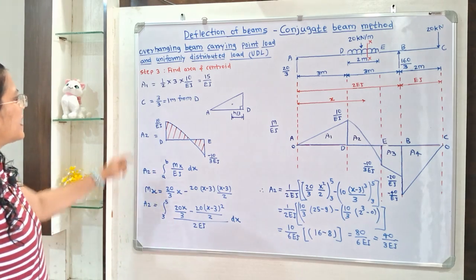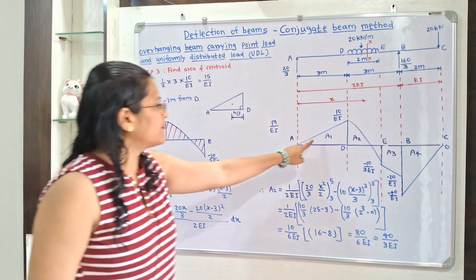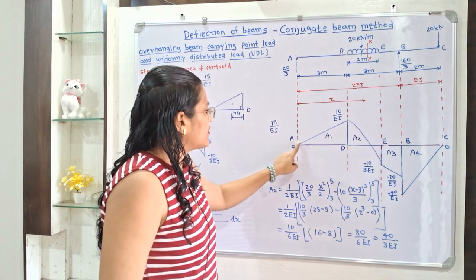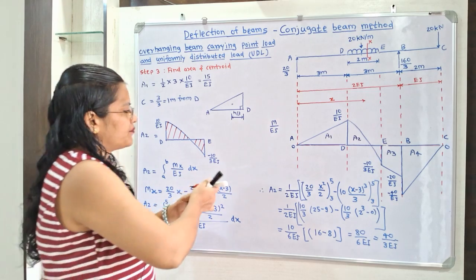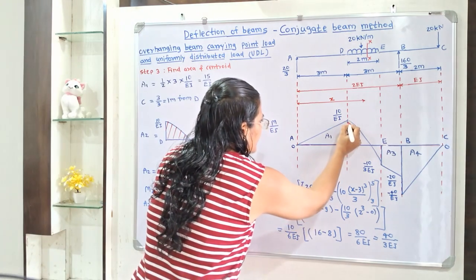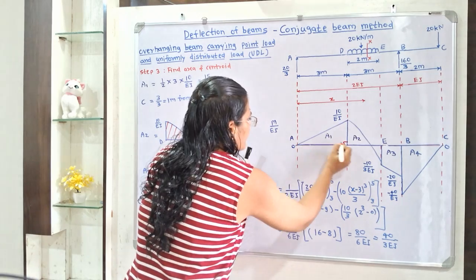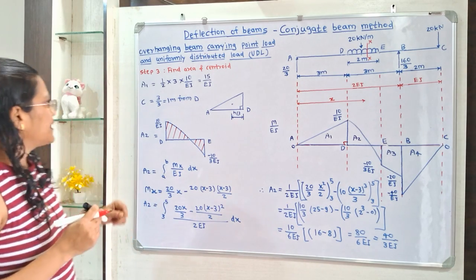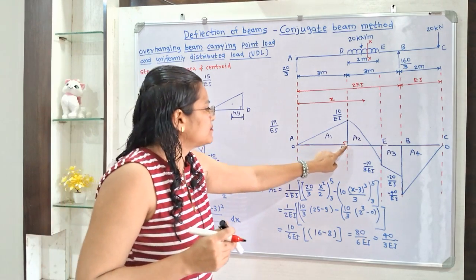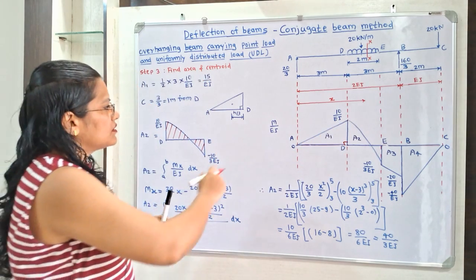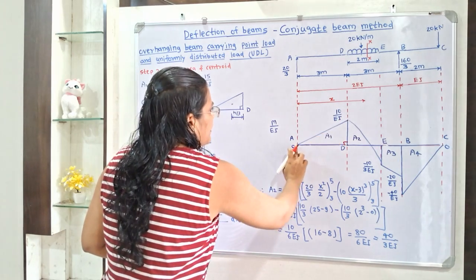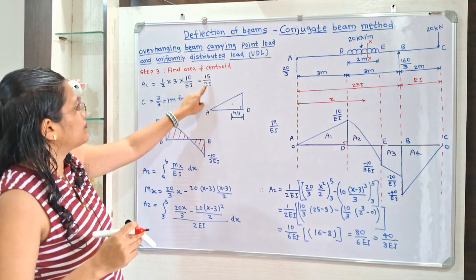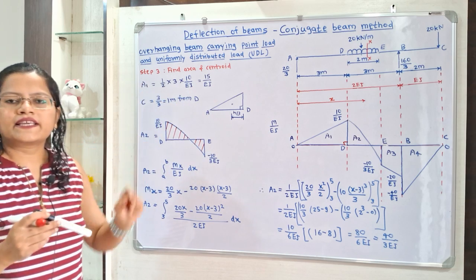Now first we will take the area A1. So area A1 is in the span AD. Now if we observe, here is the triangle shape and here is the perpendicular. So we know how to calculate the area: half multiplied by base multiplied by height. Now this height is 10 by EI, base is equal to 3 meter, and half multiplied by base and height is equal to 15 by EI. So this is the area A1.